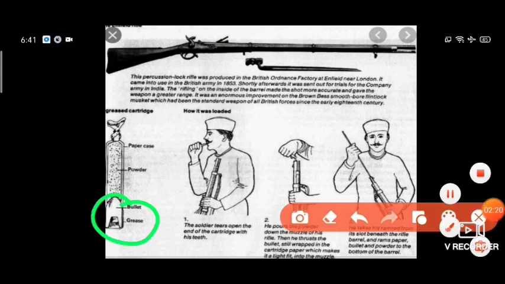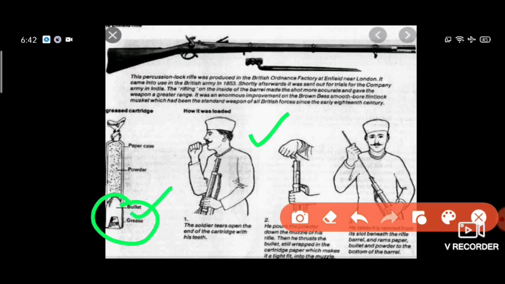So what was the rumor? A rumor spread that these cartridges were greased with the fat of cows and pigs. Now you see this image. See this man, the soldier, he tears open the end of the cartridge with his teeth. So it means that the soldier has to open the cartridge with his teeth. And there was a rumor that these cartridges are greased with the fat of cow and pig.